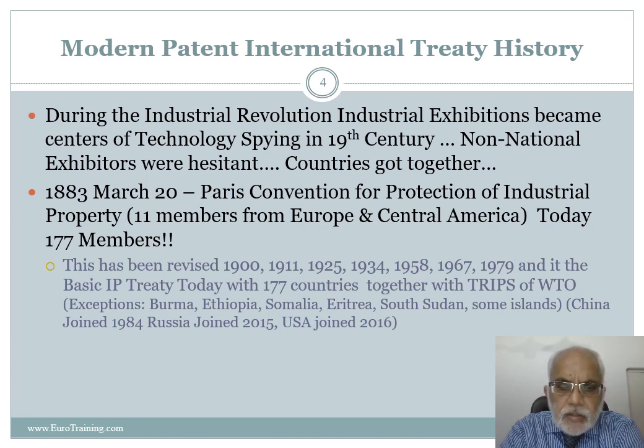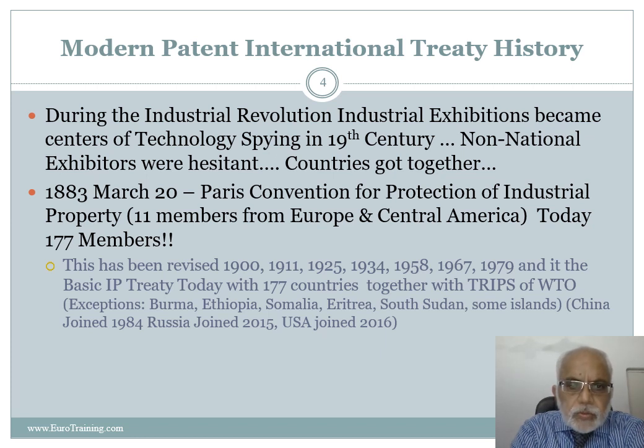Today, the Paris Convention has expanded and it has 177 members. Almost every country is a member, except Burma, Ethiopia, Somalia, Eritrea, South Sudan, and some islands. China joined in 1984. Russia joined in 2015. USA joined in 2016. This treaty has been revised in 1900, 1911, 1925, 1934, 1958, 1967, and 1979. And today the treaty stands as it was signed in 1979, more or less.